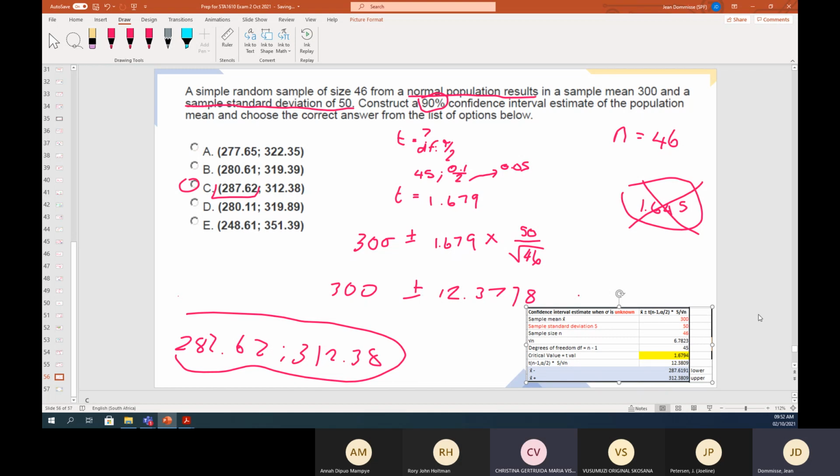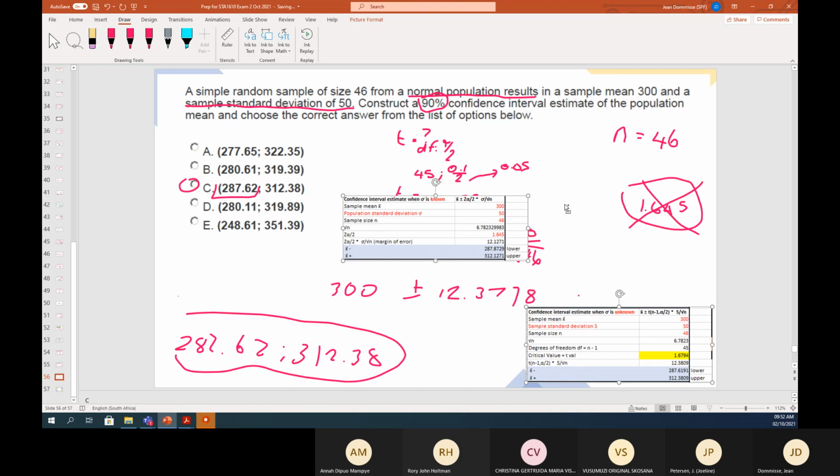What is also interesting, if we used the Z, yes, it is very close. In the exam, you will likely not get those two options because they are so similar. So in the exam, you won't get 287.6 to 287 point something. You won't get it that close.